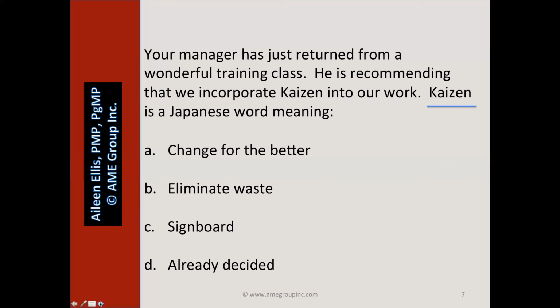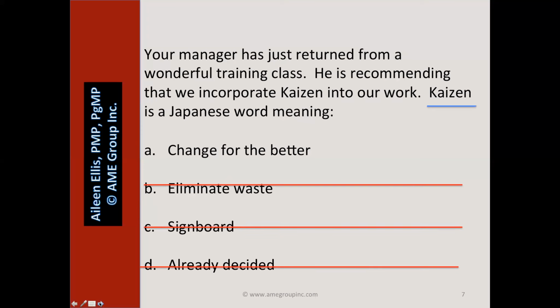A, change for the better. Yes, I would associate this with Kaizen. I'm thinking A is going to be the best answer. Let's keep going though. Eliminate waste. I would associate this with lean. Signboard, I would associate this with Kanban. Already decided, I would associate this with fait accompli. The only answer that's left is change for the better.